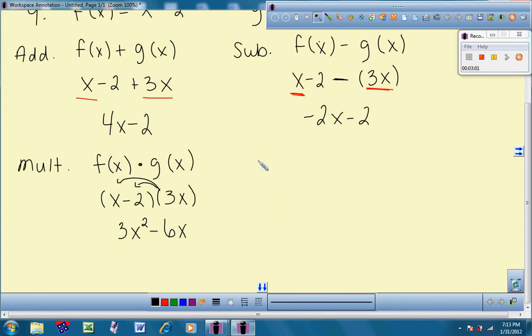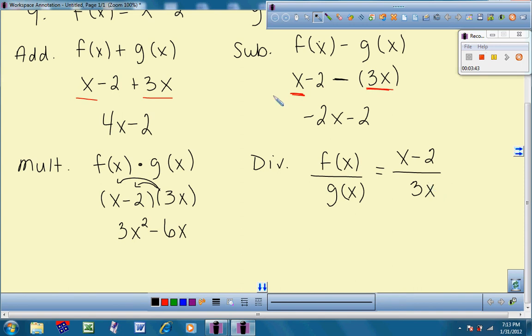Okay, let's divide. f of x divided by g of x. Alright, so we're going to take x minus 2, place it over 3x. If you look at our function here, you can see that we cannot simplify this any further. This would be your final answer.